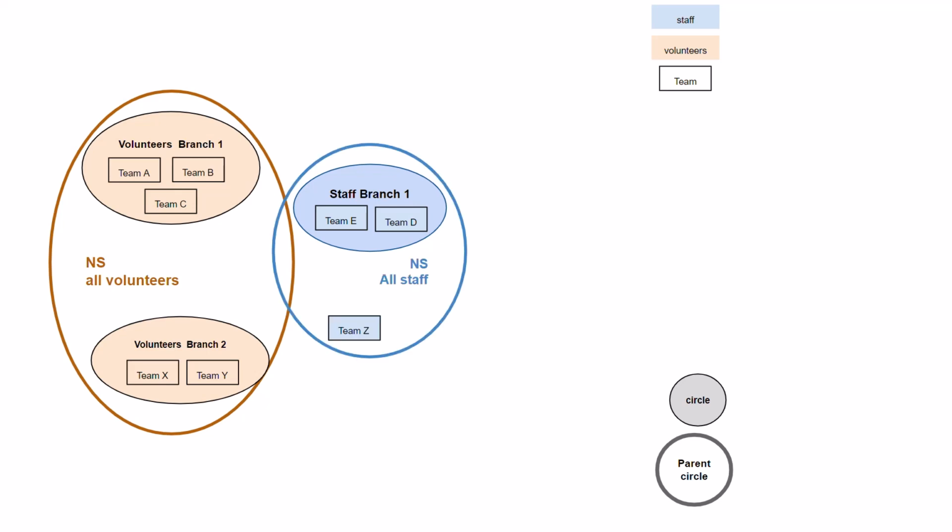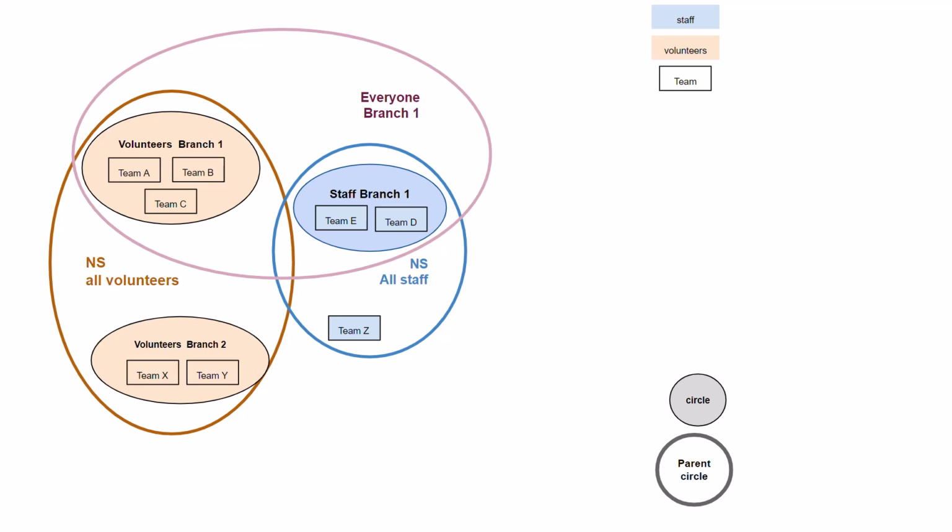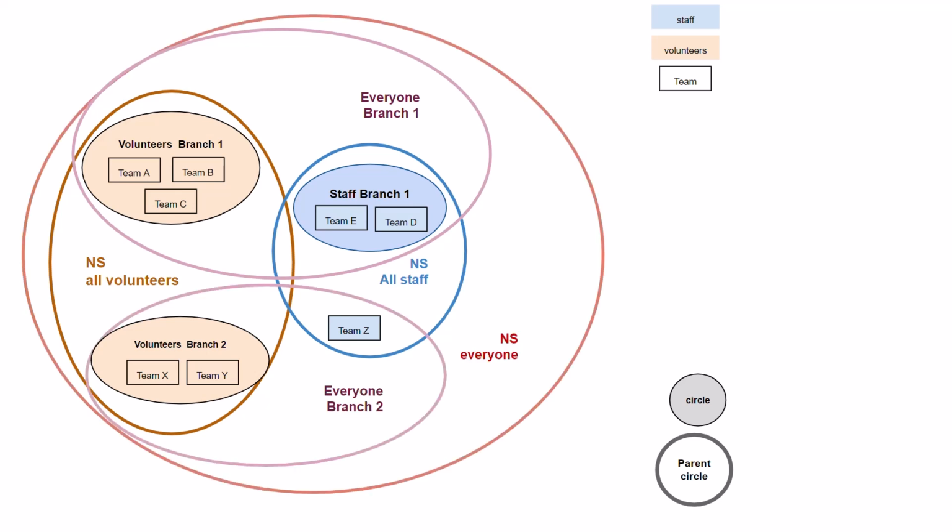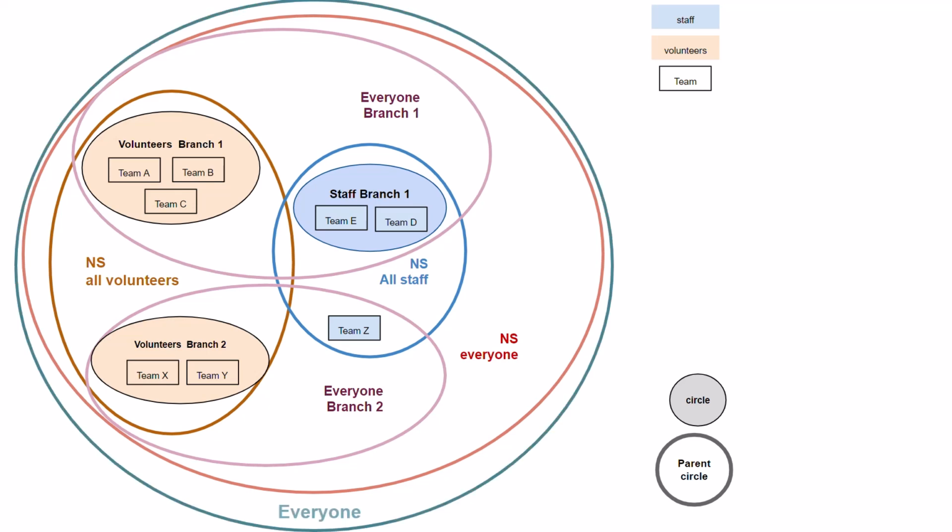So now I have 2 parent circles, Nash Society all volunteers and Nash Society all staff. I can also group everyone in branch 1, as we've seen in the first slides, everyone in branch 2, and then everyone in the National Society. And actually there's another circle that is the circle by default. So that means that if you don't put a team in a circle, it's still in a circle. That circle is a default. It's actually everyone who took the Moti survey.